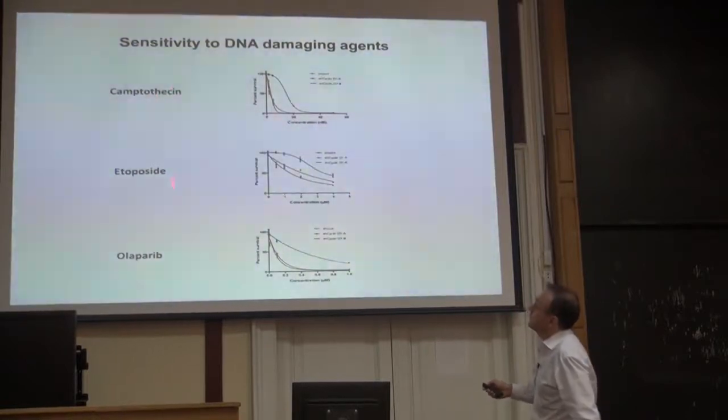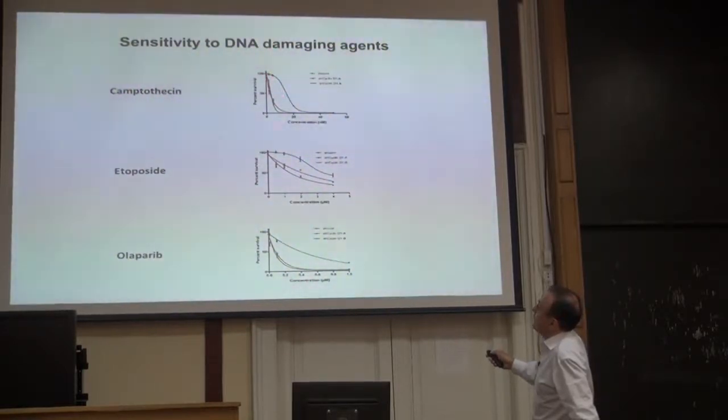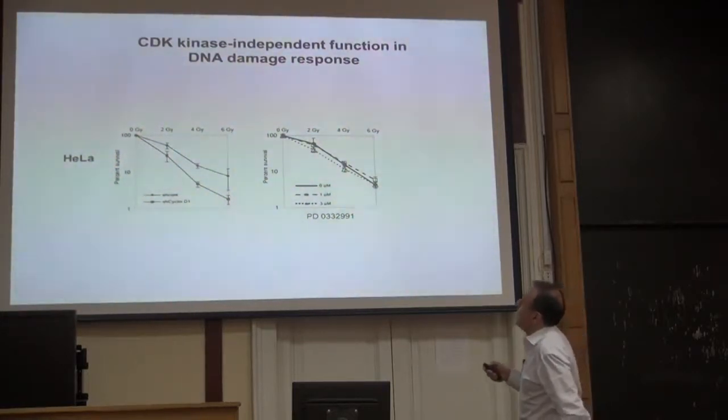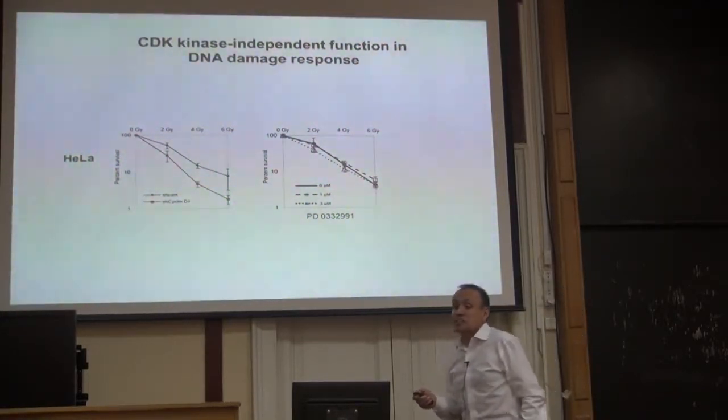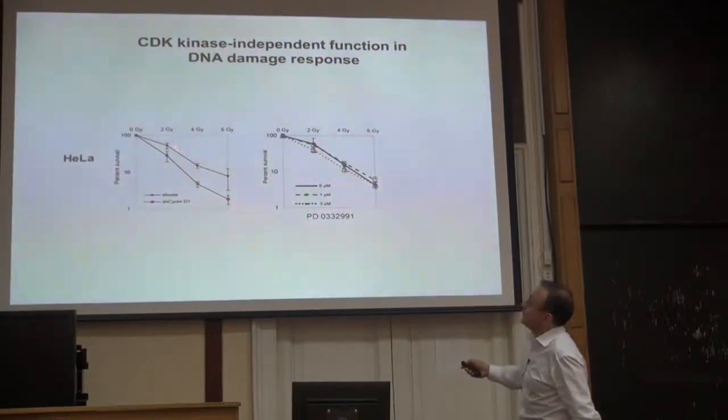Now we are going to use three different drugs, and this is the survival. So now we are changing the concentration of this drug, and we're looking at the percent of survival. If we don't give any drug, then 100% of cells survive. As we increase the concentration of the drugs, the survival goes down. But when you deplete cyclin D1, in red, then the survival is reduced. And of course, we wanted to see whether this is a kinase-dependent function of cyclin D1. So the way to do it is, here we knock down cyclin D1 and then irradiate cells. And as you can see, the survival is reduced.